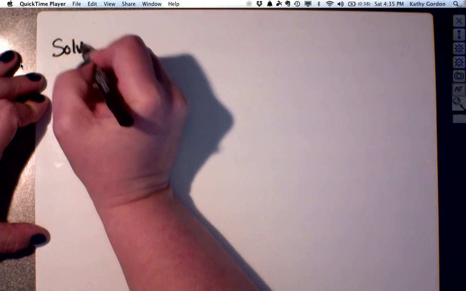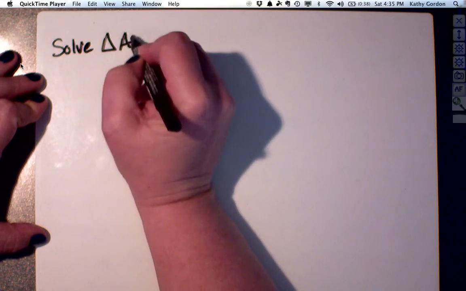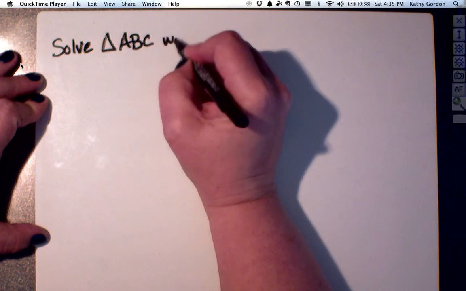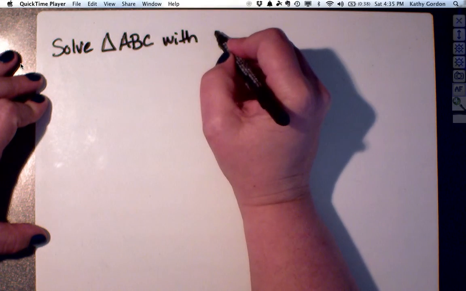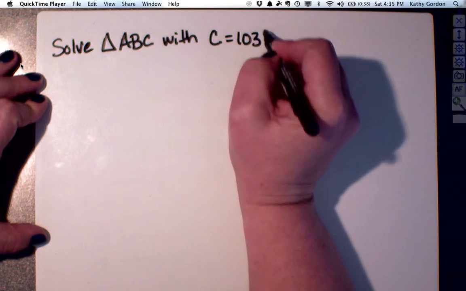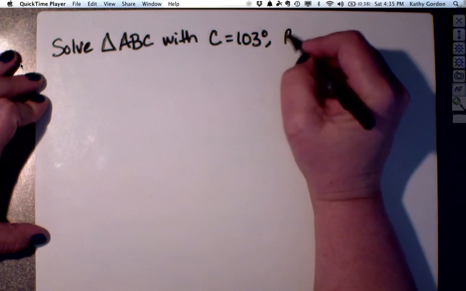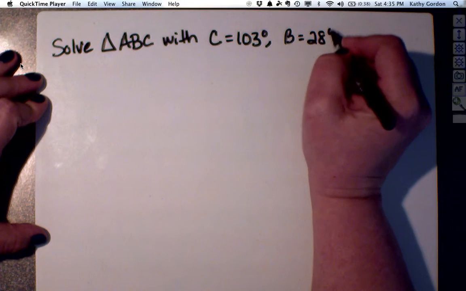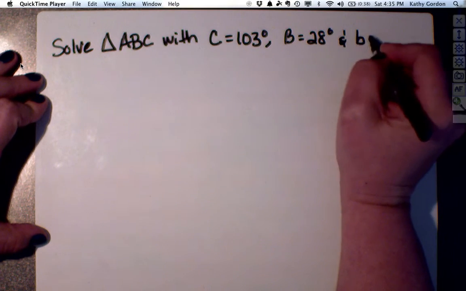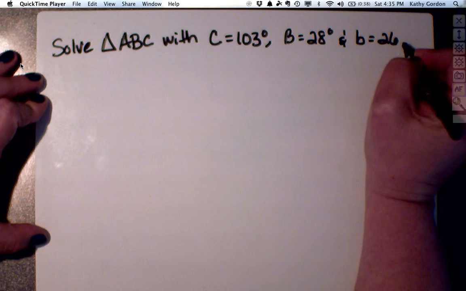Alright, so you've just seen how to solve a right triangle, finding the sides and the angles. But what happens when our triangle is not a right triangle? So for example, let's say we want to solve triangle ABC with the following measurements. Angle C is 103 degrees. Angle B is 28 degrees. And side B is a length of 26.